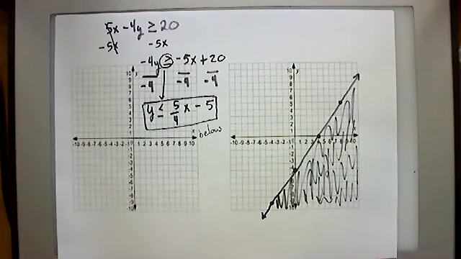It's just a matter of knowing how to graph y equals mx plus b. You simply have to think about whether the line is dashed or solid, and then whether you're shading above or below.